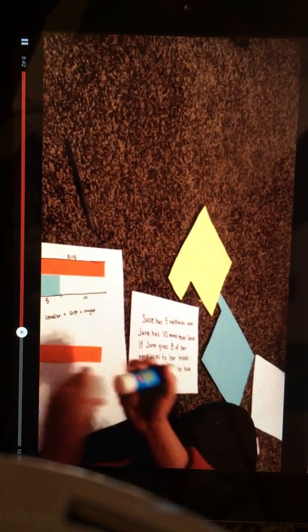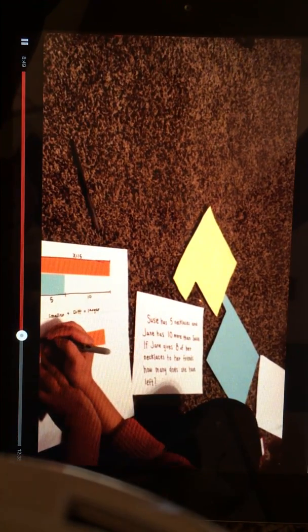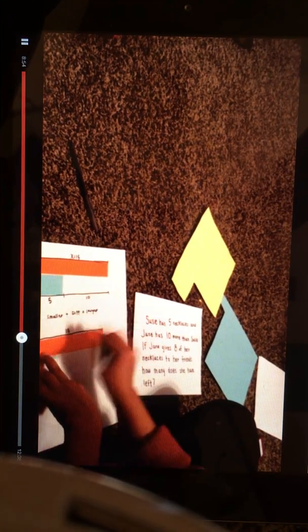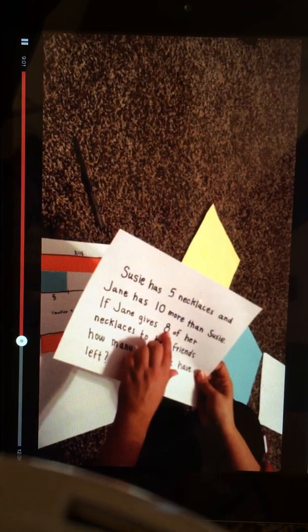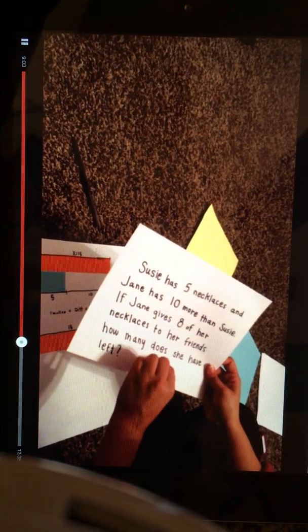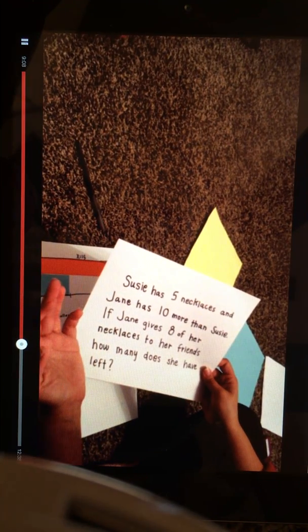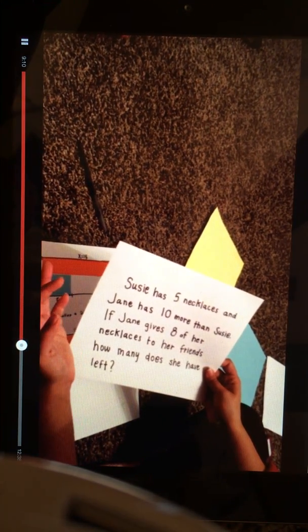So now we are going to glue down our starting value. So in this case, it is our 15 necklaces that Jane is starting off with. And we'll draw our line. And we can go ahead and write 15 up here this time because we found that value in our first step of this problem. And we know that she is giving 8 of her necklaces to her friends. So we are going to use the subtraction model, which is we're going to use our separate problem type.